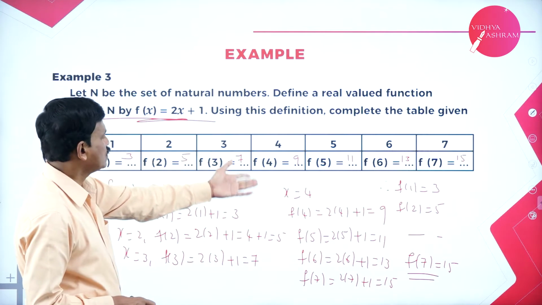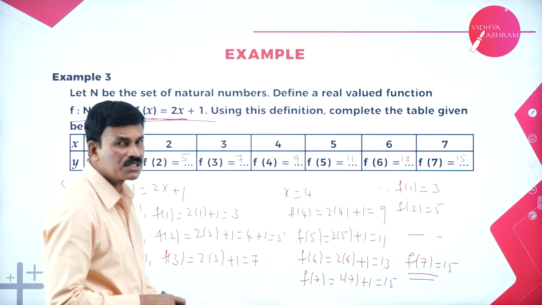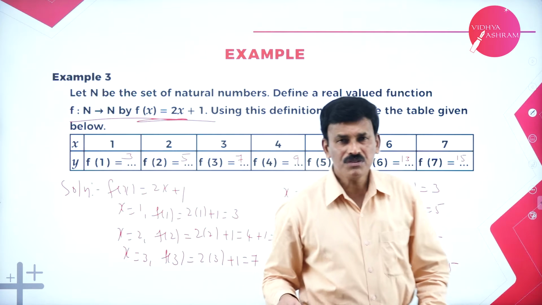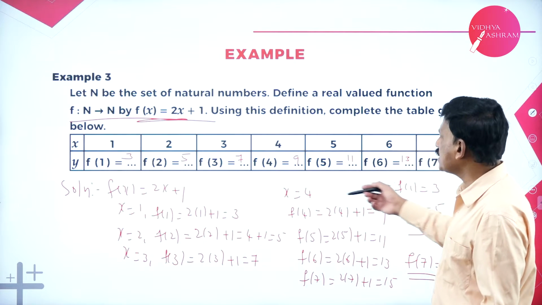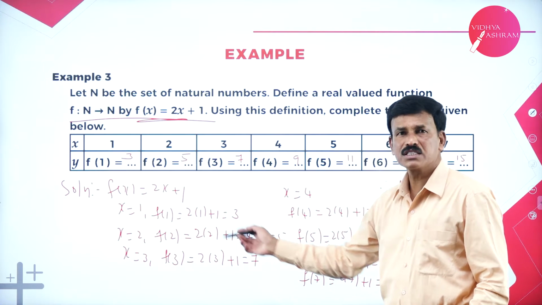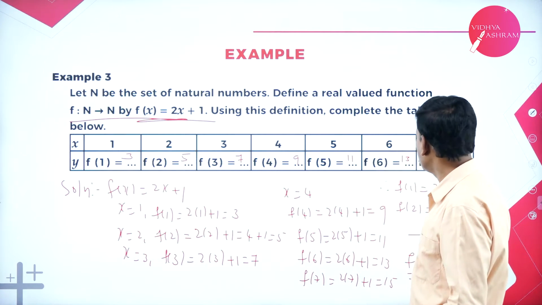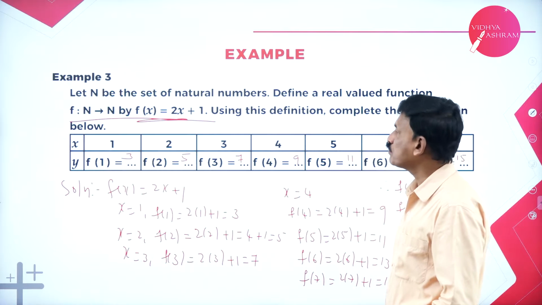That's all. So this is how we are going to fill the table, just finding the value of the given function. Just put x is equal to 1, 2, 3, 4, 5 and 6. You will get these values and substitute them in the table. That's it. Okay. Now let us come to the next set of problems.